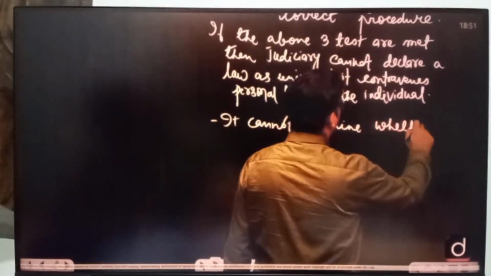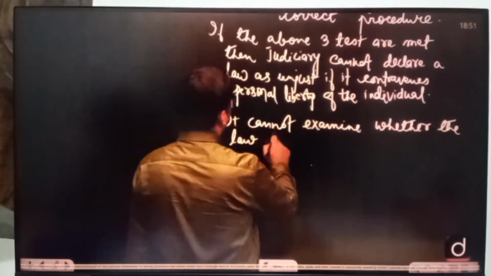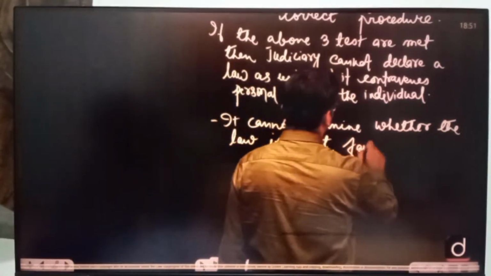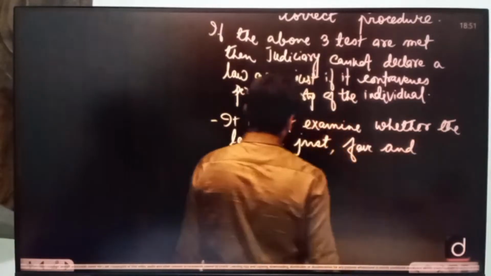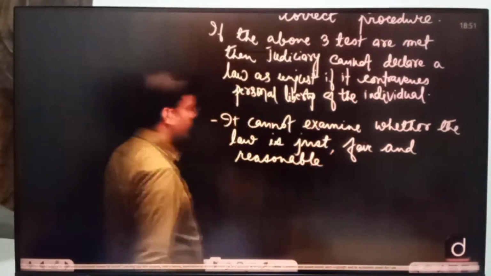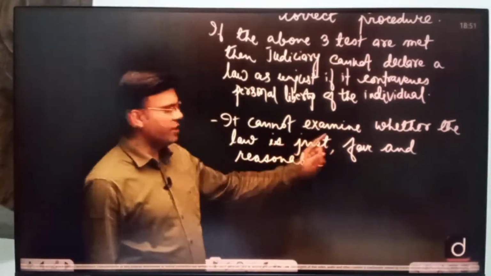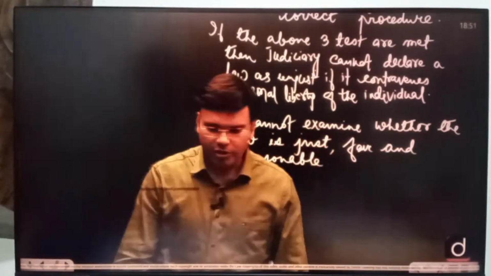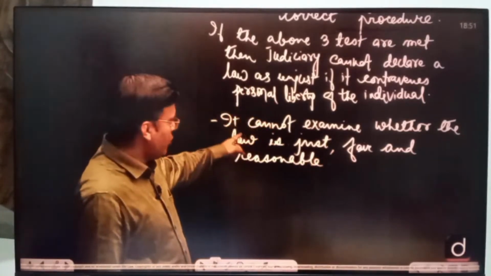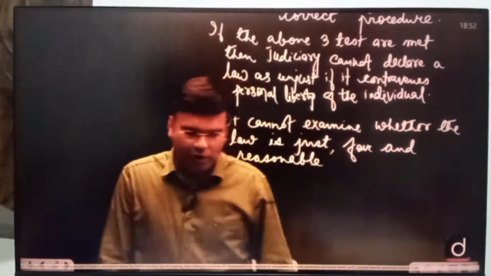whether the law is just, fair, and reasonable. So it cannot examine whether the law in question is just, fair or reasonable or not. And this same thing will be added to what? To due process of law. In due process of law, instead of cannot, we will write here: it will examine whether the law is just, fair and reasonable or not.